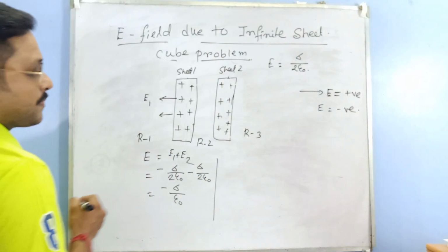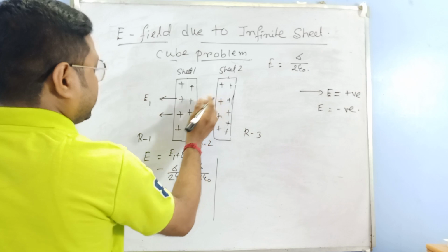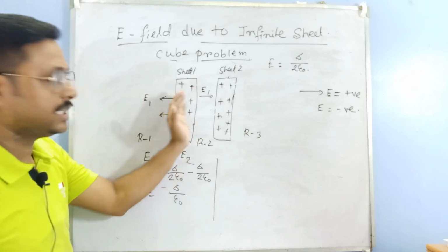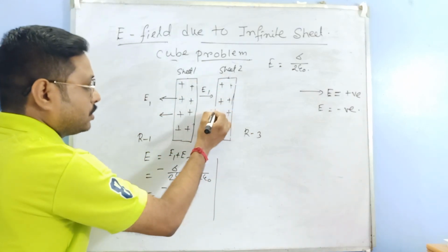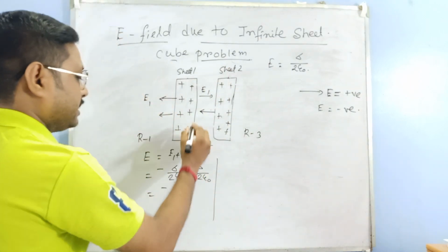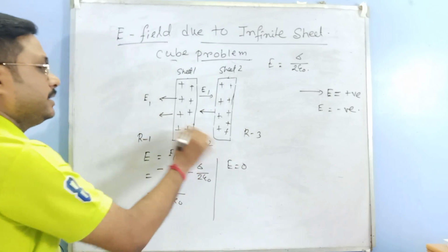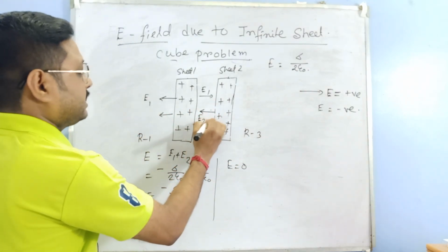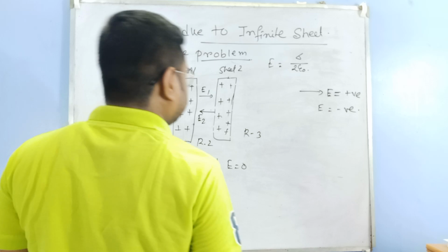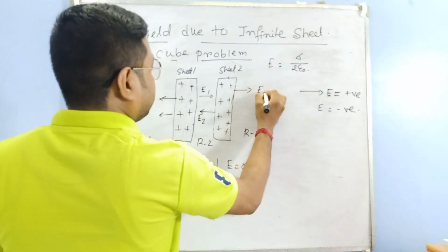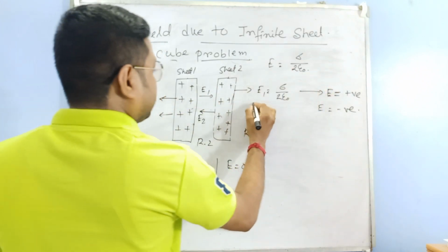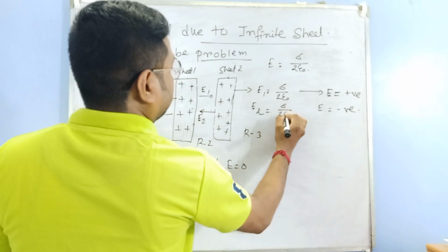In region 2, the electric field due to sheet 1 is along this direction, because due to positive charge the electric field is away from the sheet, and for sheet 2 it is along this direction in region 2. As the two sheets are symmetrical, the total electric field is 0 in the middle region, because they are of the same magnitude but opposite in direction. In region 3, due to this sheet E1 equals sigma by 2 epsilon naught, away from the sheet, and the electric field E2 is also away from the sheet, sigma upon 2 epsilon naught.